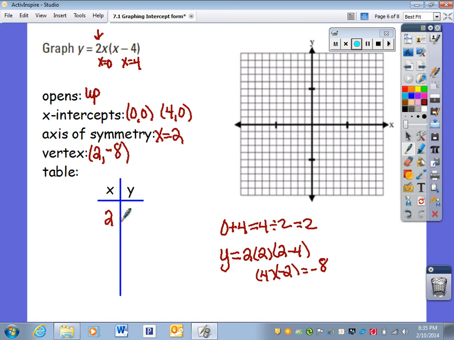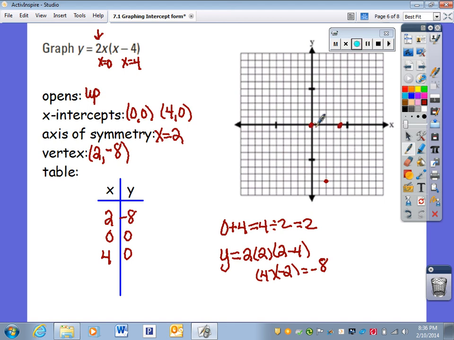So our vertex is at 2, -8. Vertex at 2, -8, and then x-intercepts at 0, 0, and 4, 0. So we're at 2, -8, if you want to graph that, and at 0, 0, and at 4, 0.